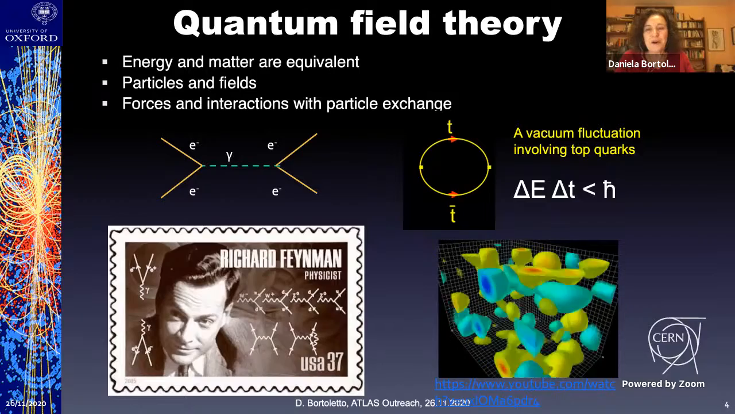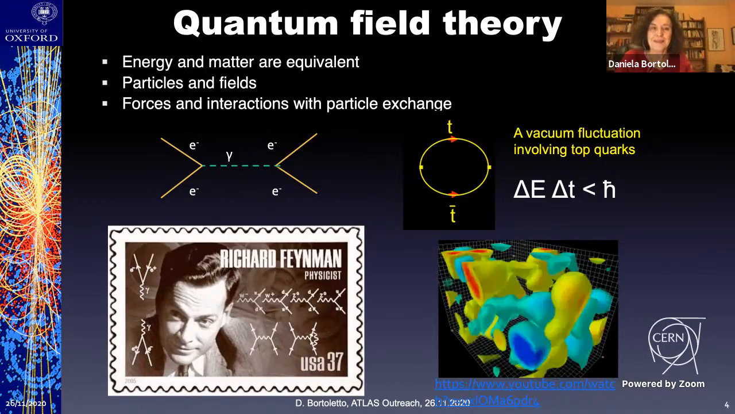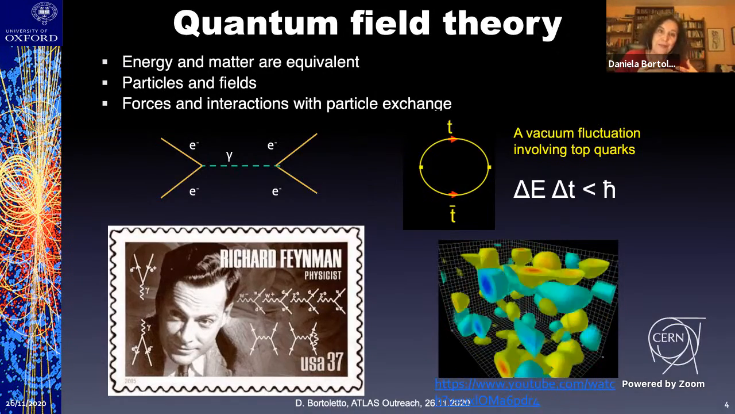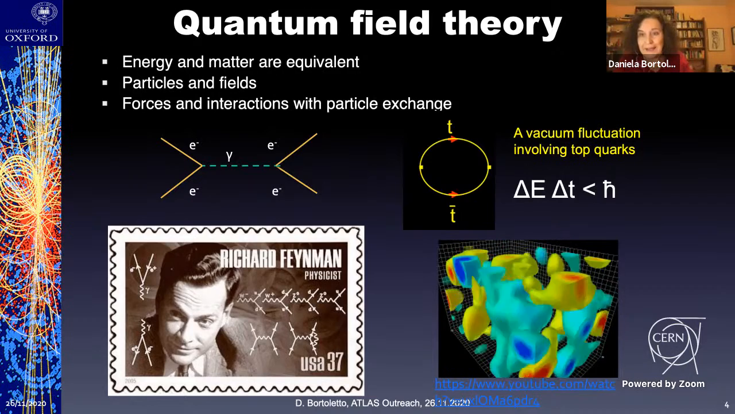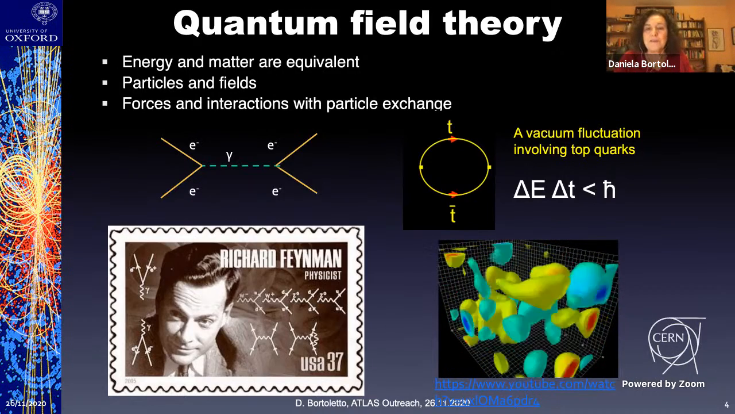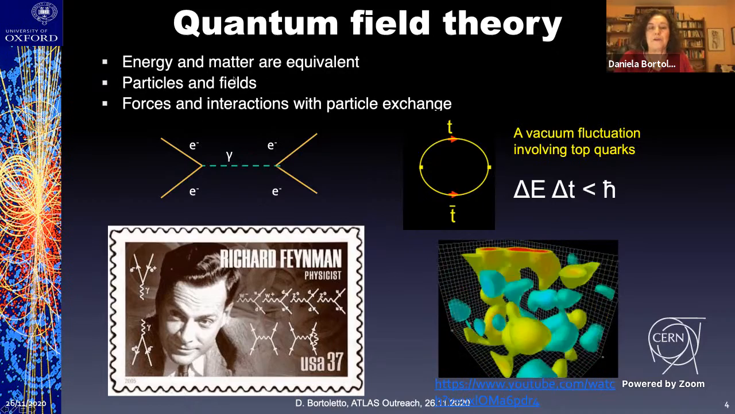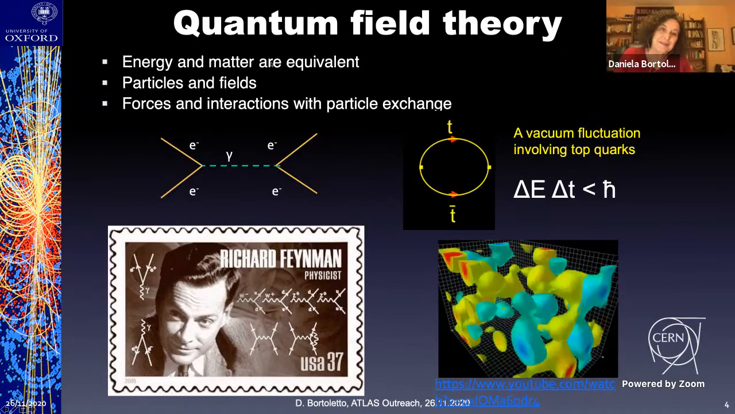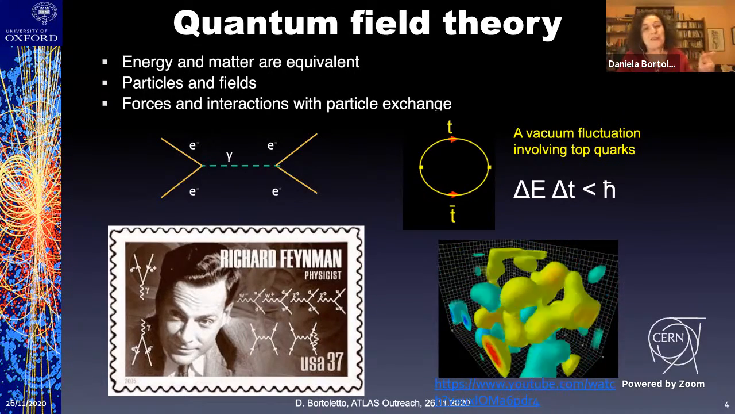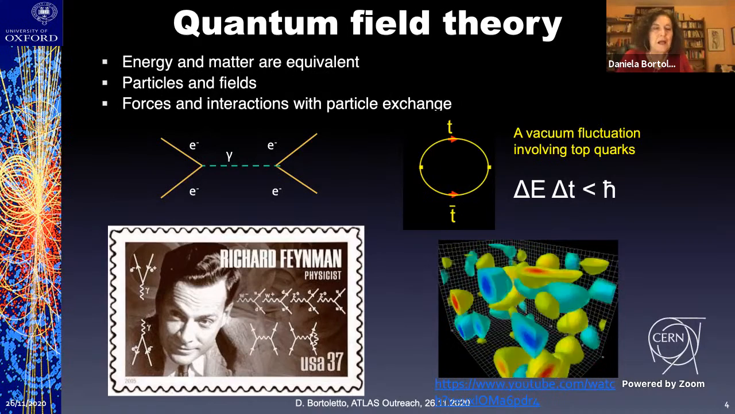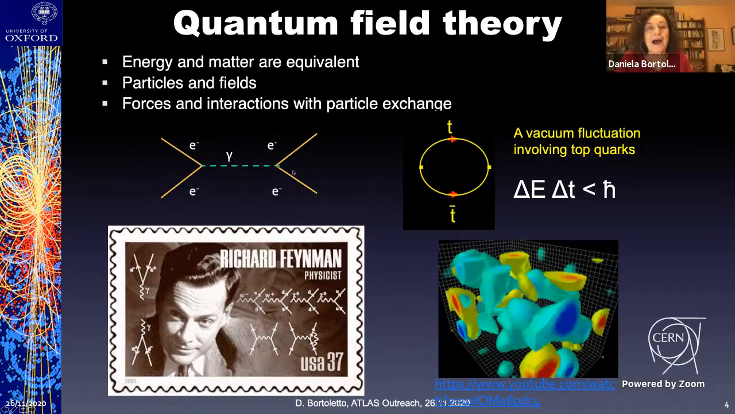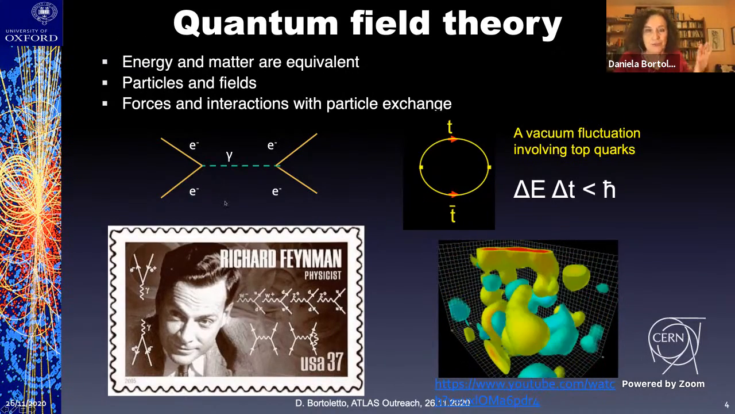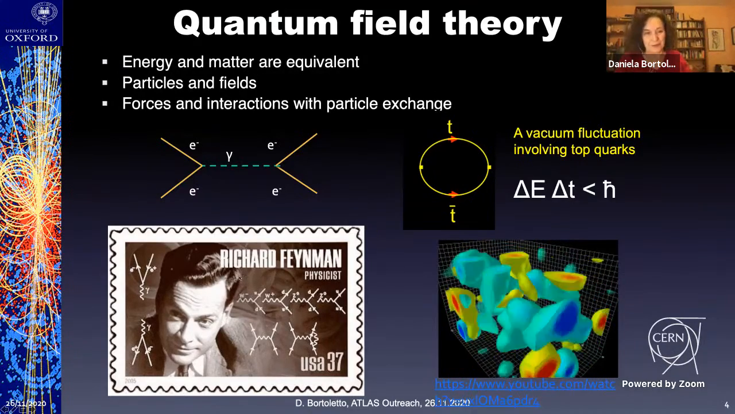When we are dealing with elementary particles, we have to use quantum field theory, which is a theory that combines together quantum mechanics and relativity. In this theory, for example, we can explain that energy and matter are equivalent. This theory explains the existence of antiparticles and the duality between particles and fields, and also that forces and interactions are mediated by the exchange of particles, as you can see in this graph here, which is called a Feynman graph because it was invented by Richard Feynman.